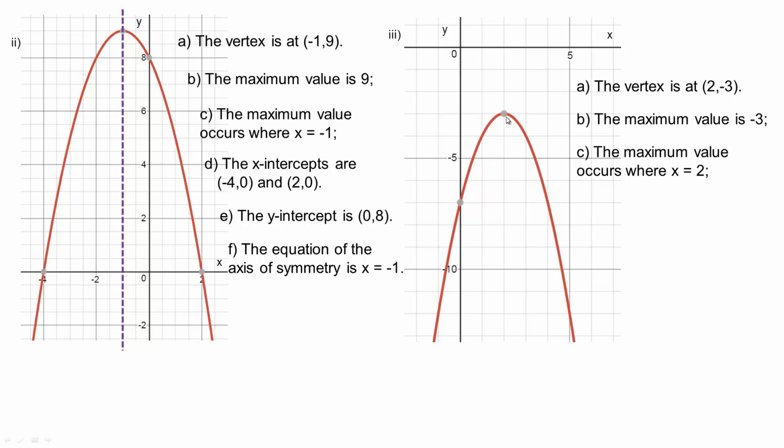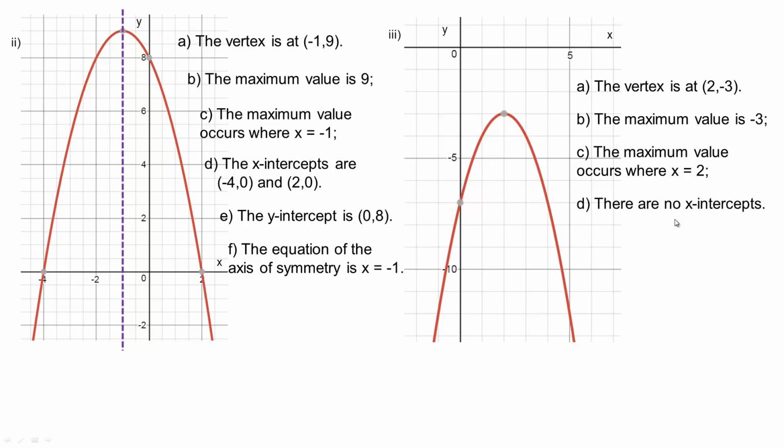Now, the vertex is below the x-axis, and it opens downwards. So this graph will never ever cross the x-axis, because it does keep on going down here, but that's the highest y value, and the highest y value is -3, so it can never get to cross the x-axis. So we would say there are no x-intercepts.